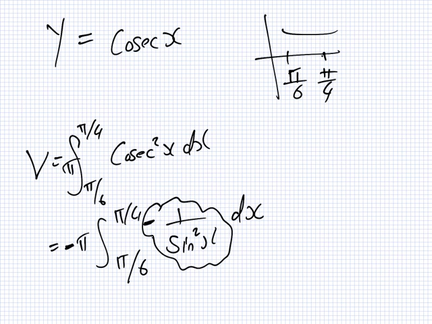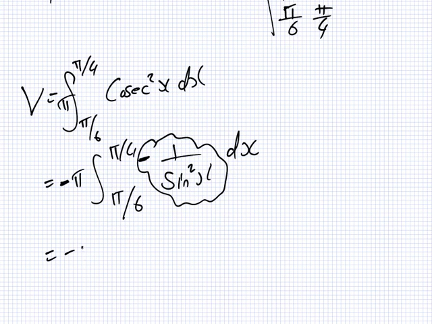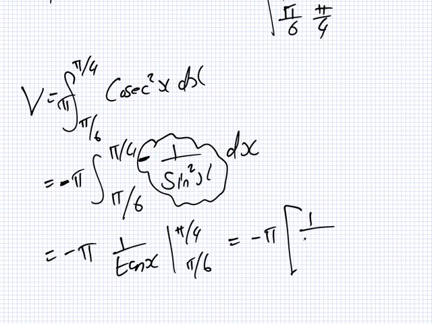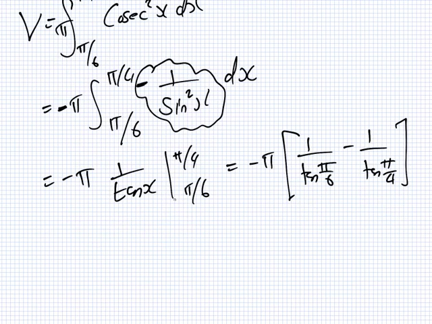It integrates to cotan. So that's minus pi cotan x, which is 1 over tan x, from pi over 6 to pi over 4. So that would be minus pi times 1 over tan pi over 4 minus 1 over tan pi over 6. Now I think tan pi over 6 is root 3, I think. Can you check that there? Tan pi over 6 in radian mode.